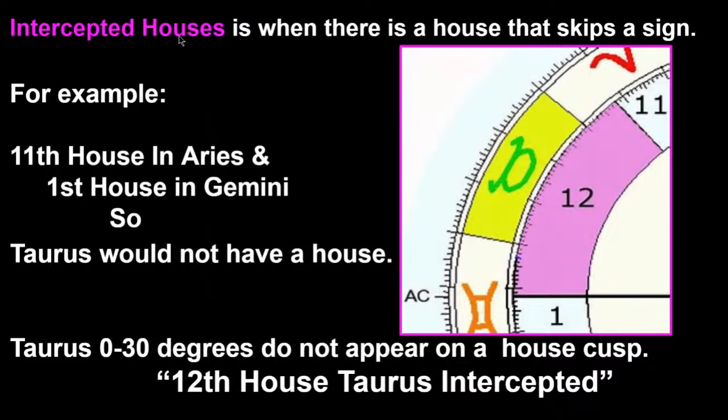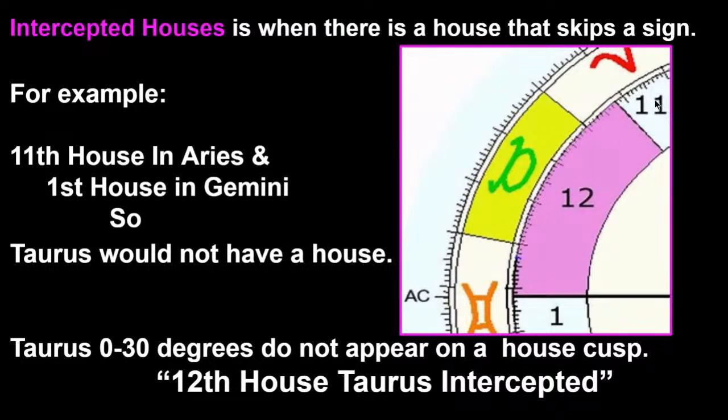Then there are intercepted houses. So when you see something like this in your chart and you're like, what does this mean? Because this is different right here. Intercepted houses is when there is a house that skips a sign. So for example, here we have, for those people that don't know yet, this symbol is Aries. It's cut off, but this is Aries. This is Taurus, and this is Gemini.